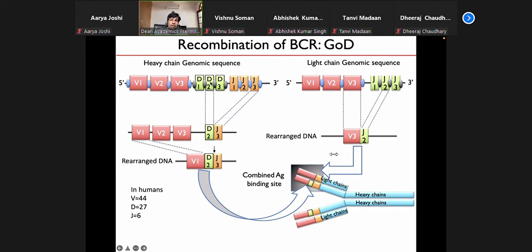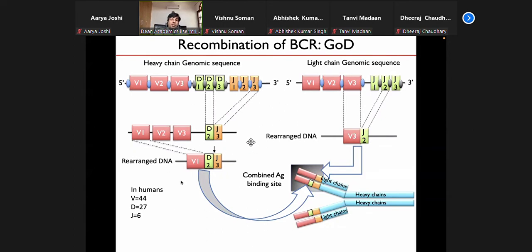Through a very random process, you can select one of the Ds and it can combine with one of the Js. Once this process is successful, and this is basically nothing but cutting and pasting, right? And when you cut and paste a thing, chances of generating errors are high. So if this process is not successful, the cell is going to die. A lot of death is going to happen during the recombination process, right?